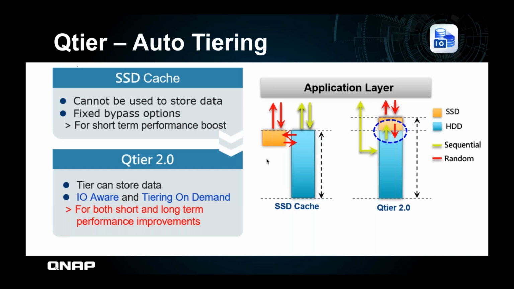So Q-tier and cache work a little bit differently. For cache, data is duplicated to SSDs. With Q-tier, data is relocated to SSDs. This means that with Q-tier, your SSDs increase your total amount of storage because the data is either on the SSDs or HDDs. But with cache, it is not relocated, it is duplicated, meaning the same data on the SSDs is also on the HDDs. So cache will not increase your total amount of storage. So those are how they work differently.